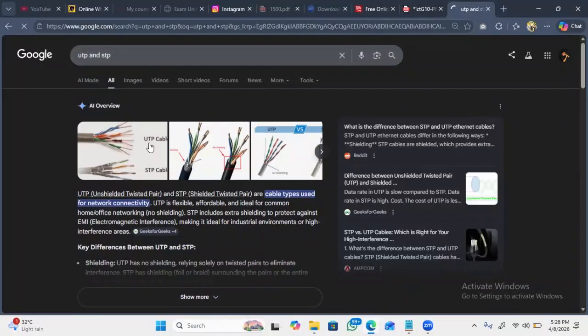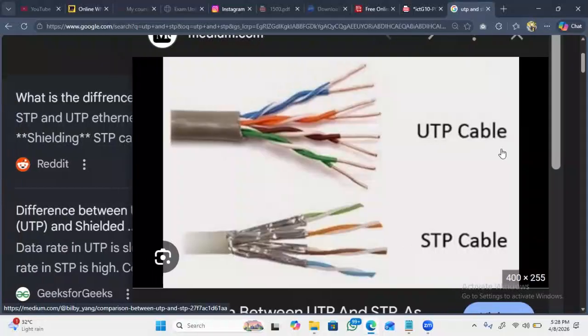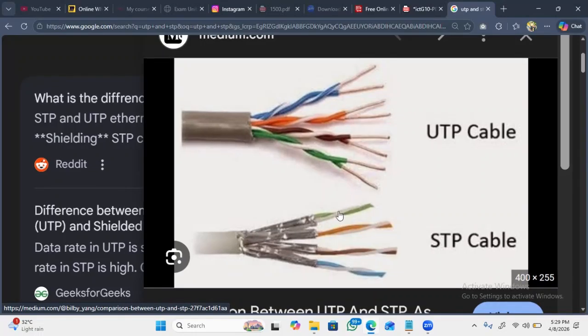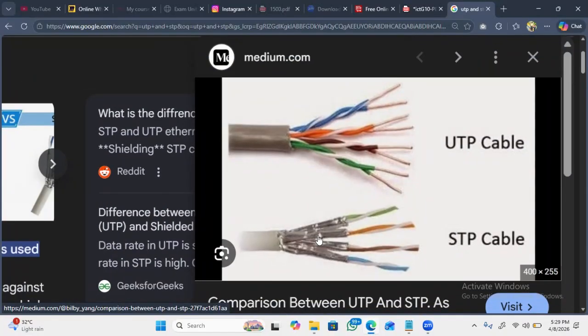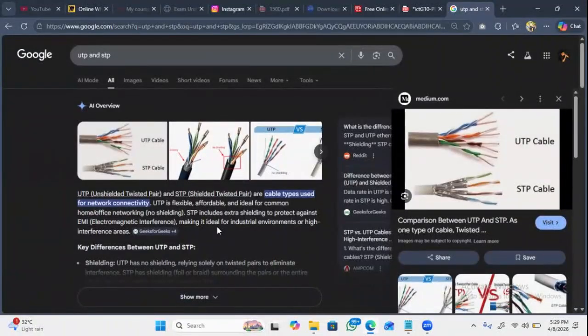There is just a cover, that's all, kids. See the difference? Twisted pair: pair means two wires, twisted means they are twisted together. This is twisted pair cable. And in STP, see, there is a shield. A cover is there, a small lead cover or aluminium cover. That's it.